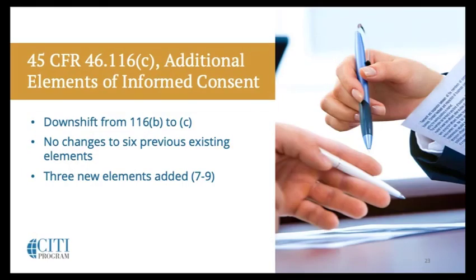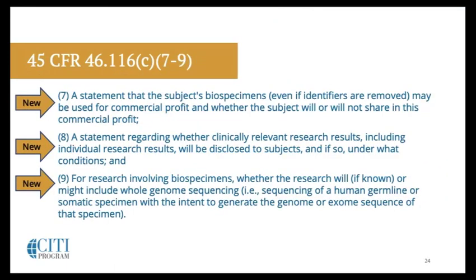116c are called the additional elements of informed consent. 46.116c, this is the additional elements of informed consent, and this is a downshift of sections from 116b in the pre-2018 rule to 116c in the 2018 rule. There were no changes or revisions to the existing elements, but 3 new elements were added. Those elements were added at 7 through 9.